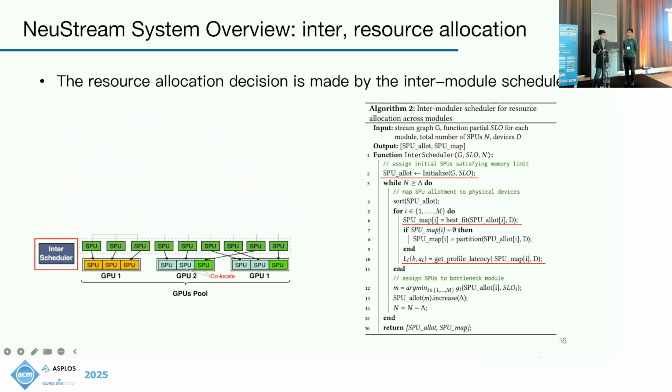Subsequently, based on the allocation, a latency function is derived. And at last, the SPUs are allocated to the module with the minimum normalized output.